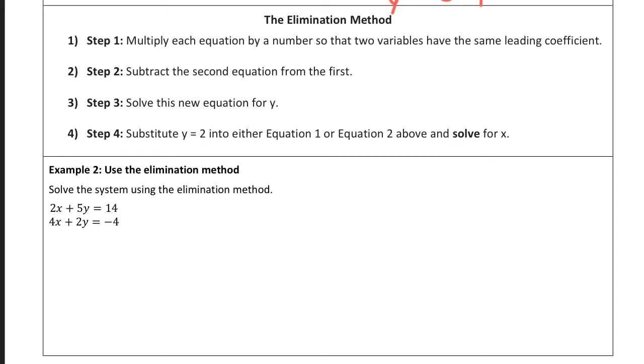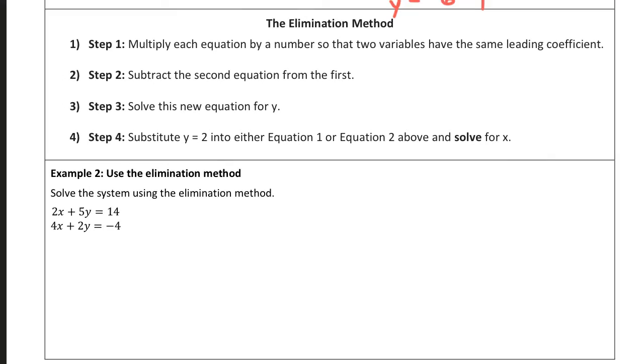So elimination method is to multiply each equation by a certain number so that two variables match up with their leading coefficients. So they're both 4x and 4x, or both 8y and 8y. You subtract one equation from the other, make them opposite signs, so it's like 4x minus 4x, and then you solve this new equation for y, or you could solve it for x. It depends on what you're doing in the beginning. And then you substitute whatever it is into equation 1 or equation 2 to solve for the other variable.